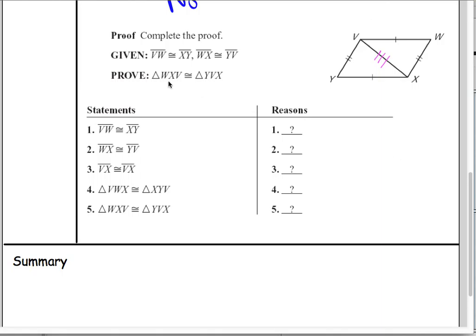So now let's look at the proof. The first statement from given is here in the proof, so we're going to write given for the reason there. The second thing that's given is here in the proof, so we're going to write given again. Now, we've got to label this part where they share that side, and remember that if they share a side like this, you name it congruent to itself, which I know seems silly, but you'll see that a lot anytime they share a side, and the reason is the reflexive property.